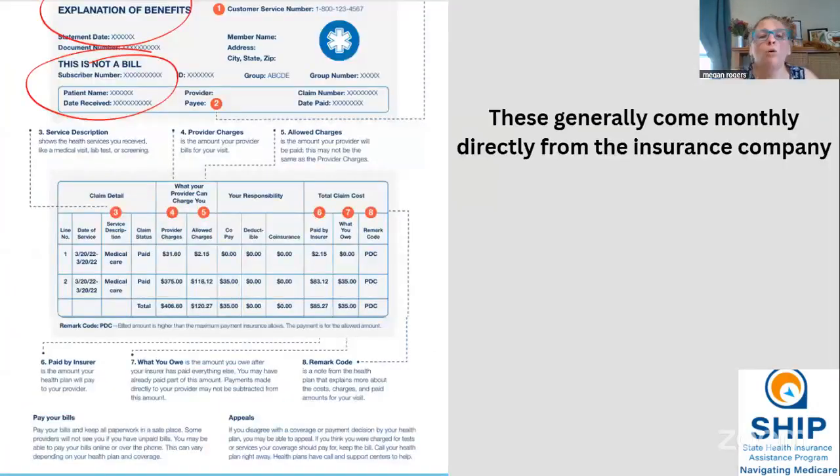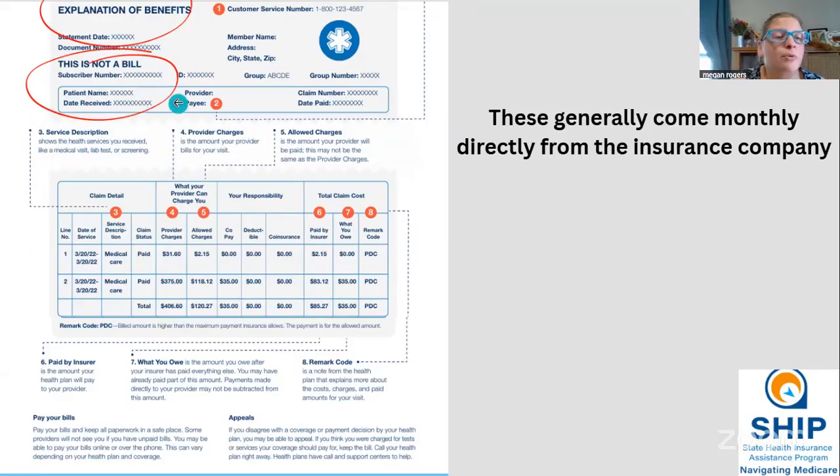All right, so this one is your explanation of benefits. So up here, it says explanation of benefits. So you're getting this directly from an insurance company. So your Advantage plan or your drug plan. Again, it's going to say not a bill. It's going to have a lot of the same info. It's just going to look different. All of these will look different specific to that insurance company. And they generally come monthly directly from that company.